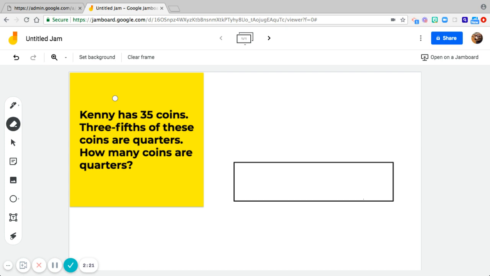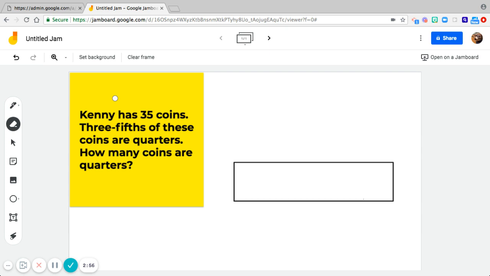We are going to now do our second read. Now, our second read is when we read chorally. We're going to read it together, okay? So, are we ready? Okay. Kenny has 35 coins. I can't hear you. 3/5 of these coins are quarters. So now what I want you to think about is, what are the quantities in this situation?